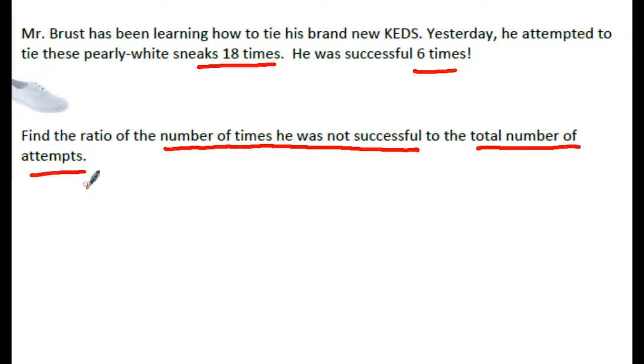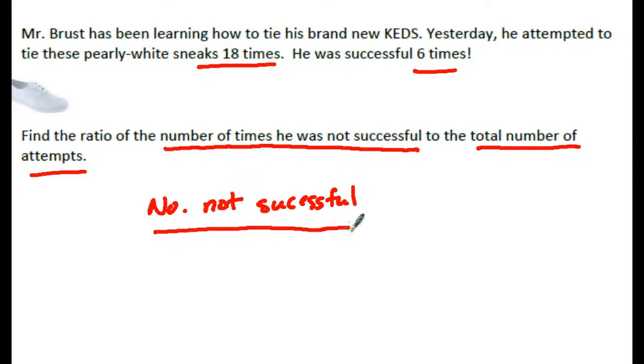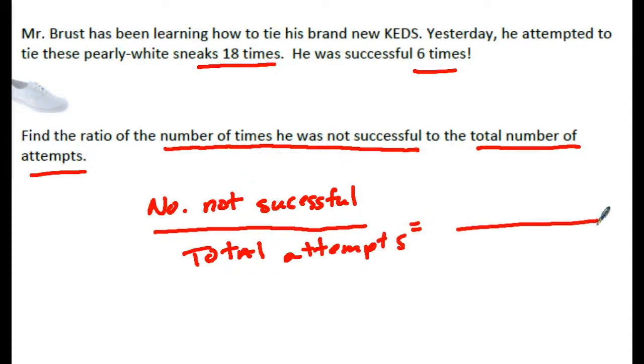Okay, so again, we're talking this through so we can understand and put the right numbers where they belong. So we're going to go ahead and write this down as a ratio. This is going to be the number of times not successful, okay, over the total attempts. Okay, so if we look at the amount of attempts, let's start with that. So he attempted to tie these pearly white sneakers 18 times. So well, that's pretty simple. That 18 goes over here.